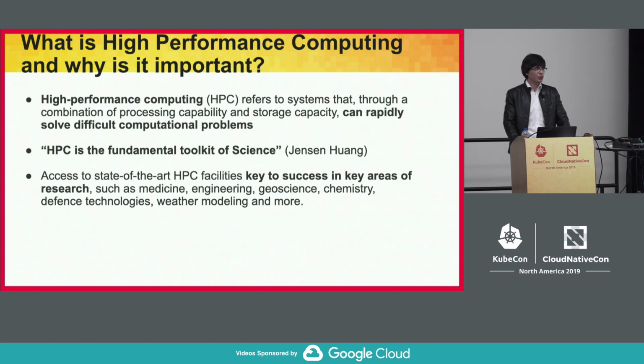It's important to state that HPC is a great enabling factor for a number of areas of science, starting from medicine, going through engineering, all the way to defense technologies. So for that reason, it's an area of fierce competition between governments all over the world.